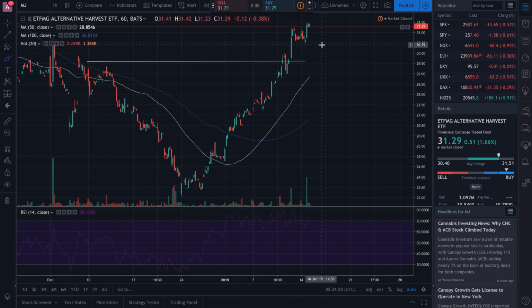So as long as the MJ harvest holds above that white line and has enough volume, then you know it's going to be safe to hold. As soon as it crosses under the white line, that's the time when I would personally get out of the stock.